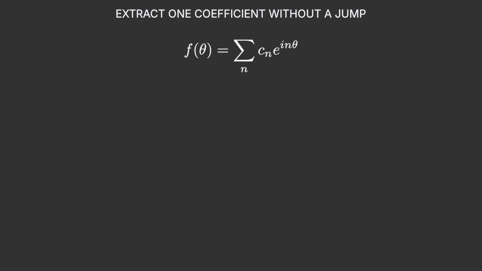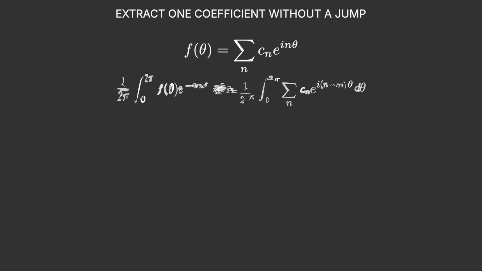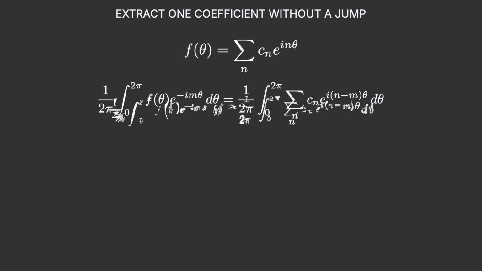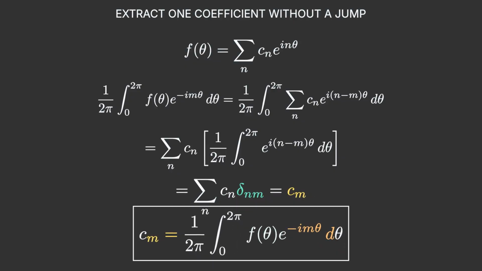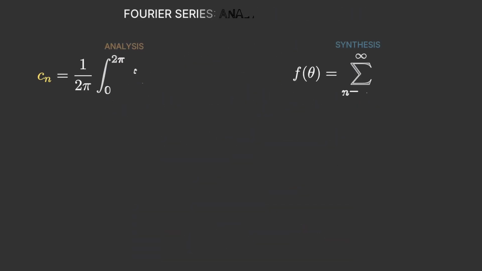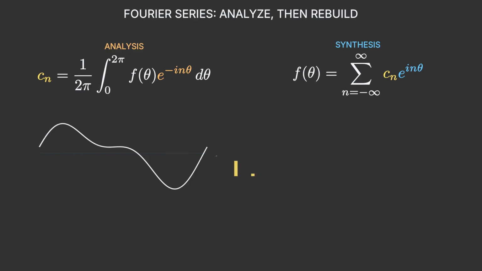Multiply the Fourier sum by the backward rotation and integrate. Every unwanted term vanishes. Only c_m remains. So c_m is the average of f(θ) times e^(-imθ). The signal is built by summing the rotations. The coefficients are recovered by testing the signal against those same rotations. These two equations are the complex Fourier series, synthesis and analysis.